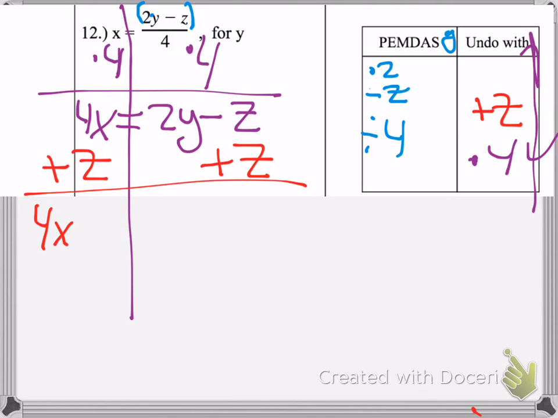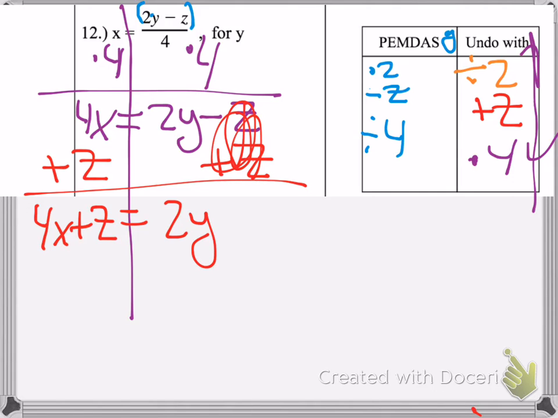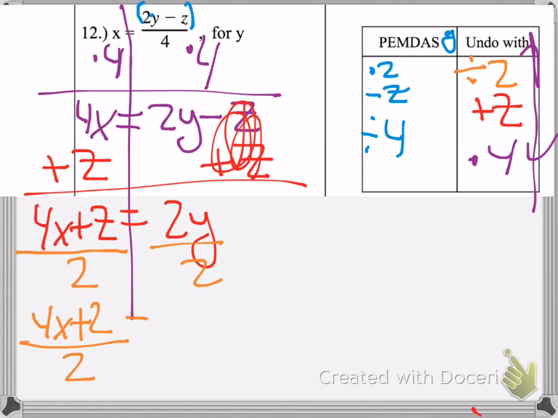4x plus z equals 2y, and then we've got negative z and a positive z, so when we put those together they cancel. And finally, instead of multiplying by 2, we're going to divide by 2. So divide by 2, and we divide everything by 2. Everything. So 4x plus z, all of that divided by 2 equals 2y divided by 2, which is 1, so we're just left with y.